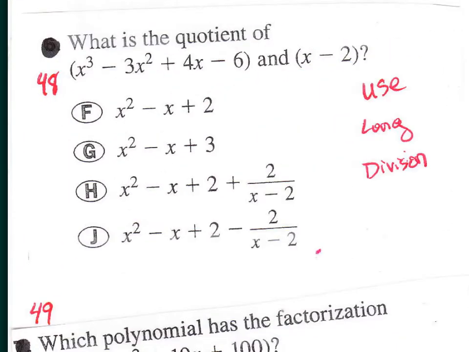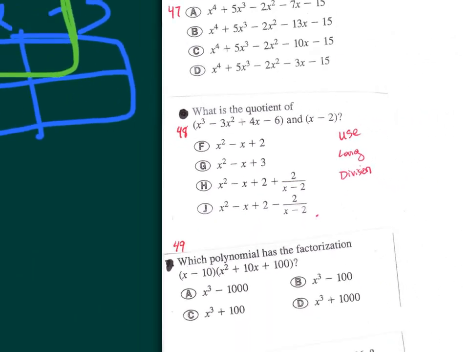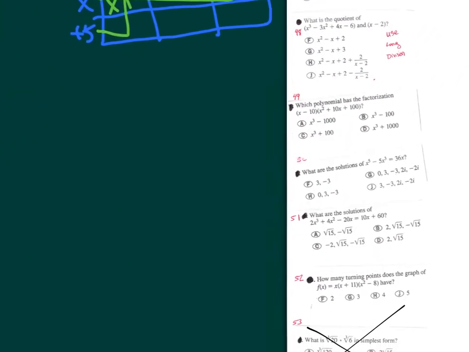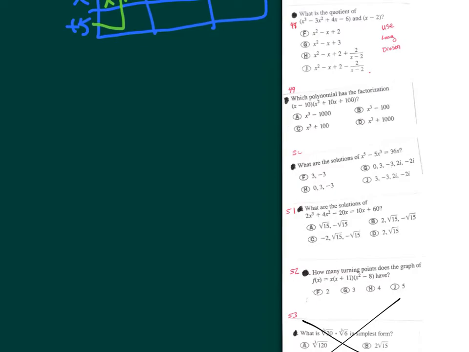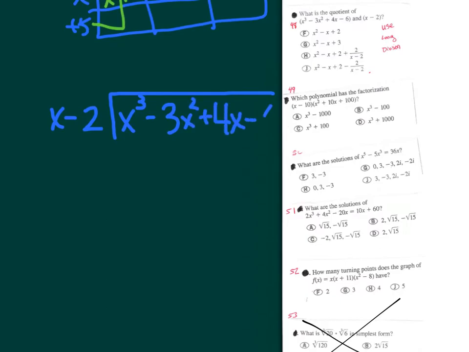Number 48, what is a quotient? So you've got to use long division. Again, let me shrink this off to the side here and we'll talk about it. On the outside we've got x minus 2. Inside the box we're going to have x cubed minus 3x squared plus 4x minus 6.